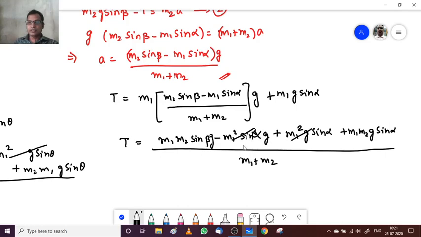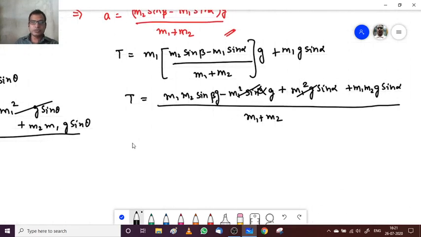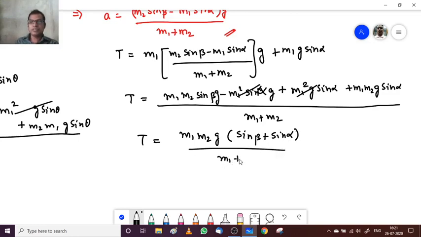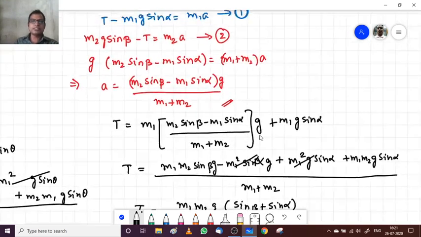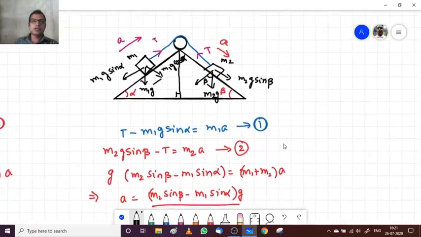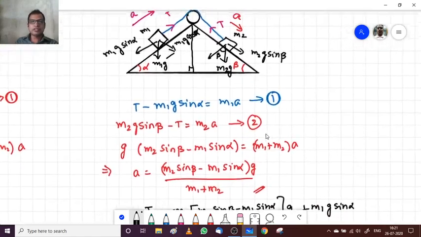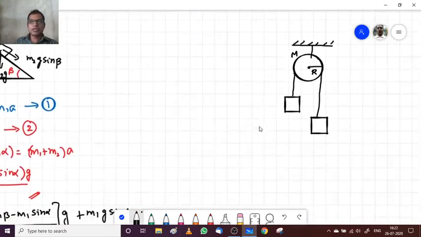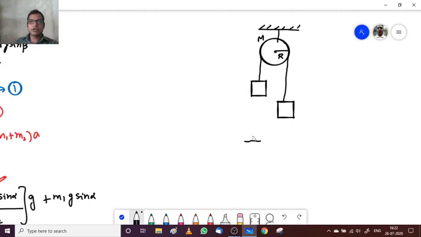Okay, so we are left with that simple term, right? And so what is that? So we say that tension is equal to m1 m2 g (sine beta plus sine alpha) upon m1 plus m2, right? So this is how we can find the tension in such a system, by drawing a free body diagram and then solving them. Now let's try to look at our final example which we have got over here.